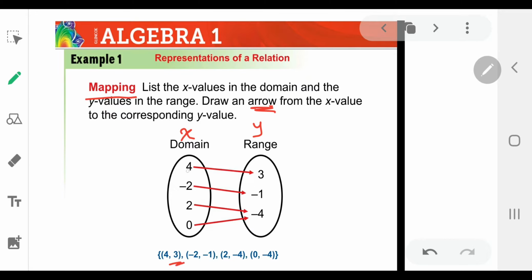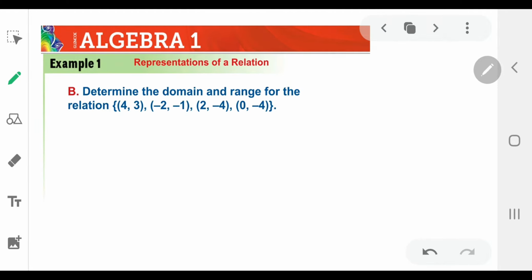So 4 and 3, that's why we have an arrowhead from 4 to 3. It means we have 4 and 3. Negative 2, negative 1, an arrow from negative 2 to negative 1. 2 and negative 4, an arrow from 2 to negative 4, and then the last ordered pair, 0 and negative 4. Those are the 3 representations of the same relation given in example 1.